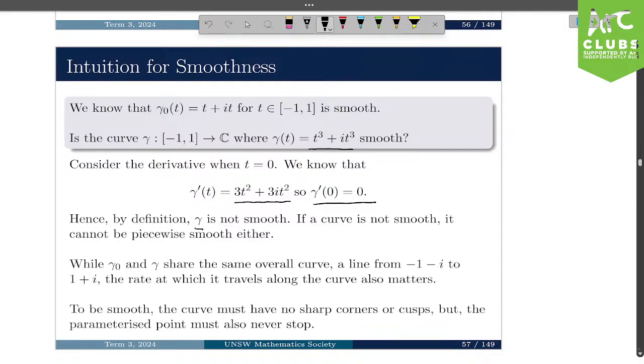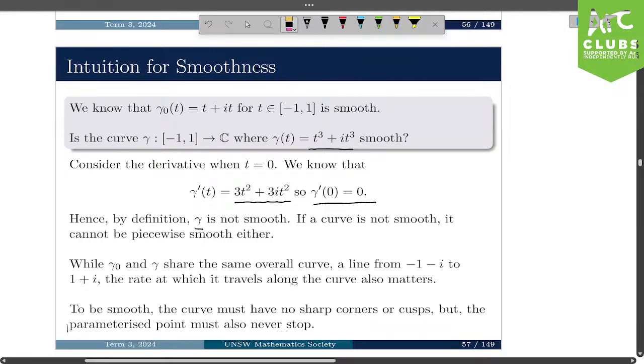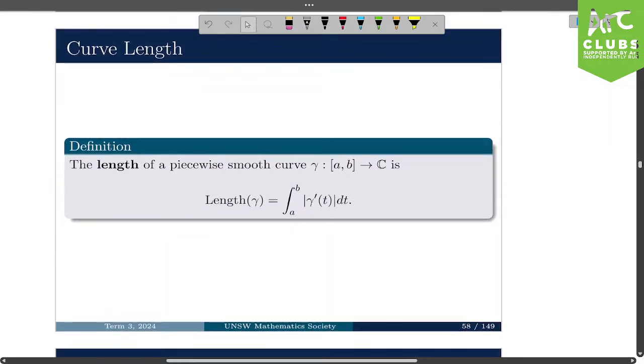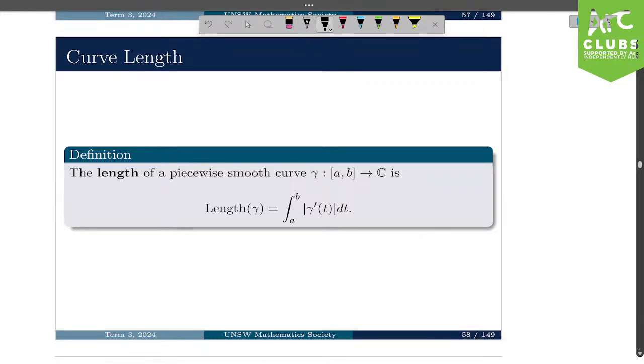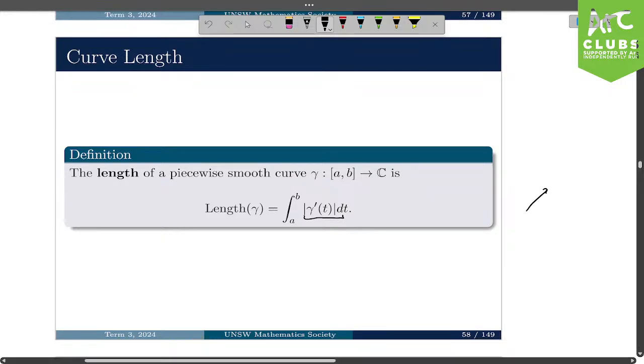And some intuition for the smoothness of a curve. To be smooth, the curve must have no sharp corners or cusps, but the parameterized point must also never stop. That would correspond to the derivative being equal to 0. Okay, something that should ring a bell from when you did 1231 or 1241 is the length of a curve. It's the integral from a to b of the modulus of the derivative of the curve, because you're adding up the lengths of the line segments traced out by the parameterized point. That would give you the length of the curve.